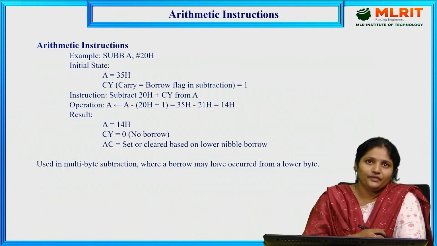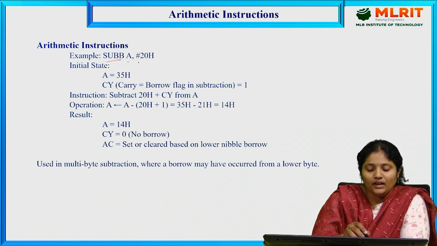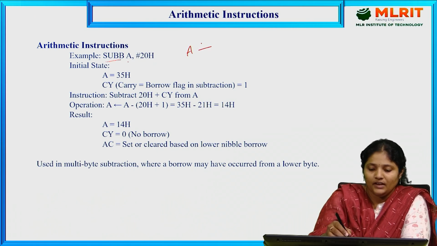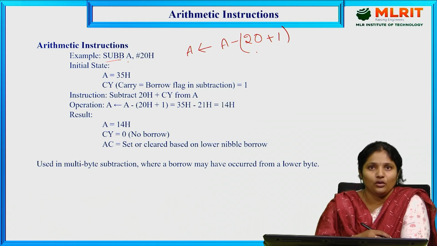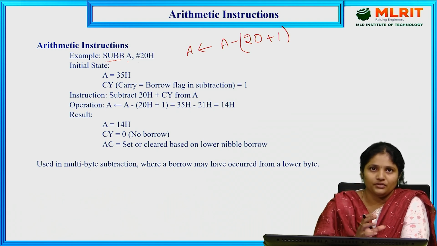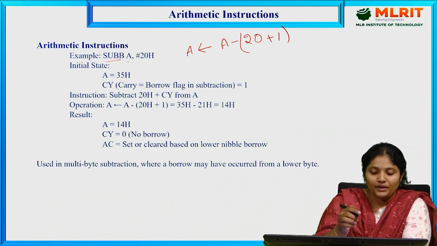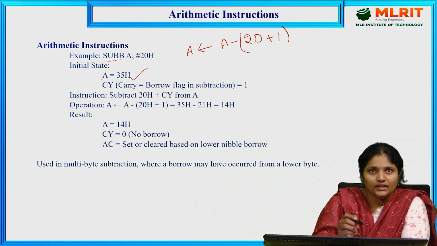So this is one of the examples for subtraction. Here the example is SUBB A comma. What will it perform? A will have A minus the source operand plus 1. The borrow will be subtracted from the data, source operand, and destination operand. Here, before performing the operation, A holds the data 35.